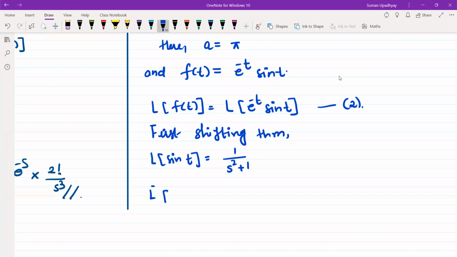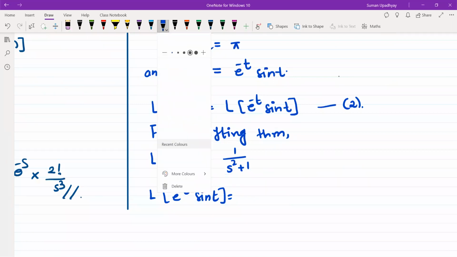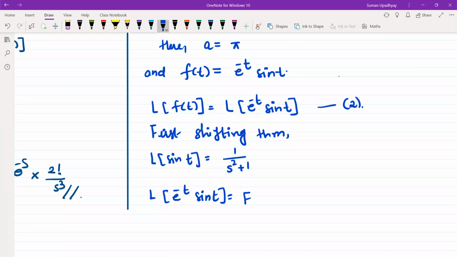Now when I multiply sin t with e raised to minus t, what will be the answer of this question? The answer becomes f of s plus 1. Whenever there is e raised to minus t, f of s plus 1 happens, and this is your f of s. So what is your answer? 1 upon s plus 1 the whole square plus 1. Did you understand the step?